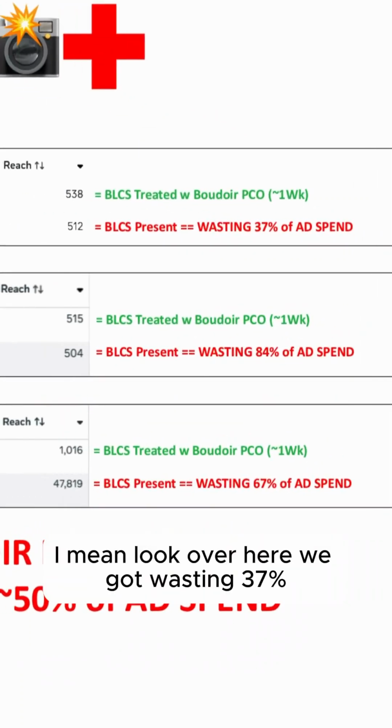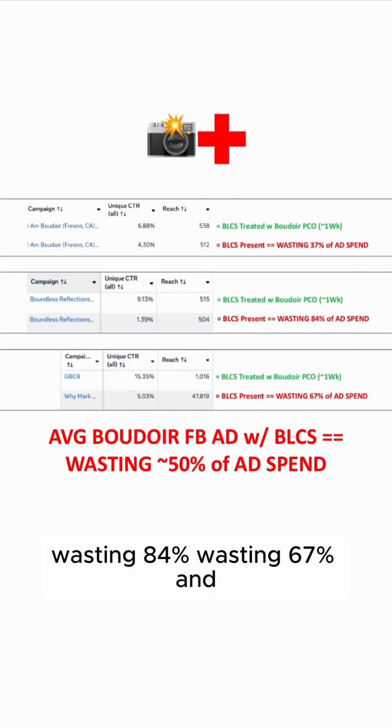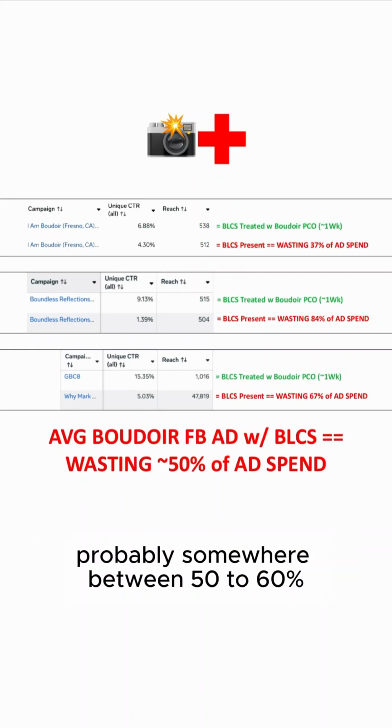Now, the average Boudoir Facebook ad with BLCS is wasting about 50% of its ad spend. I mean, look over here. We got wasting 37%, wasting 84%, wasting 67%. Take the average of those numbers, probably somewhere between 50 to 60%.